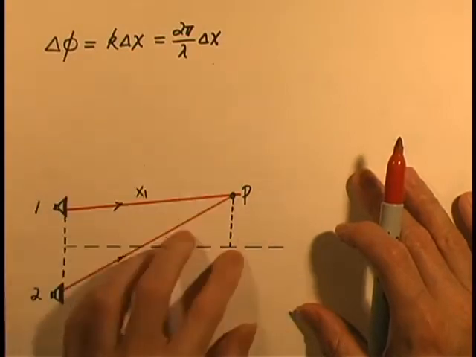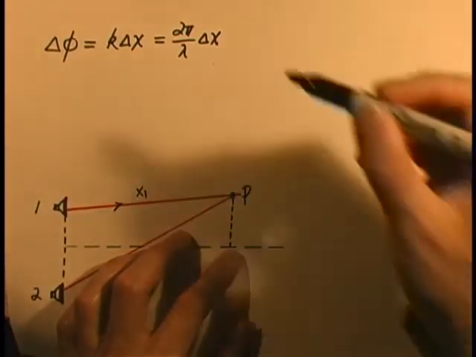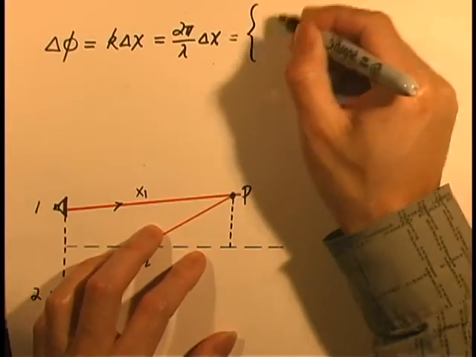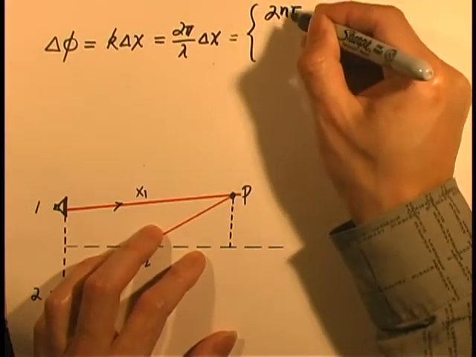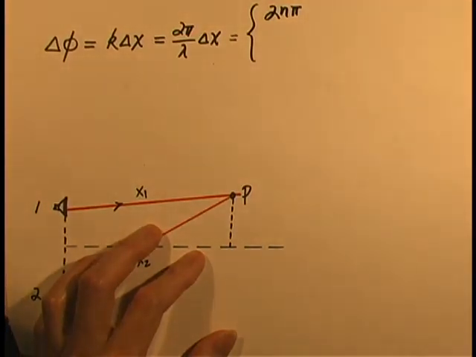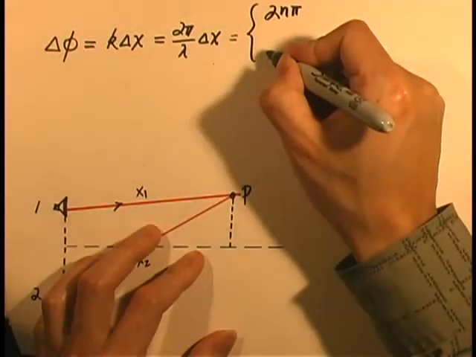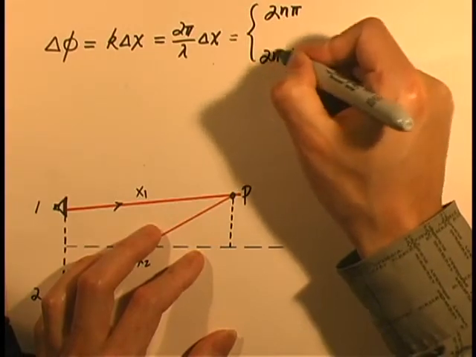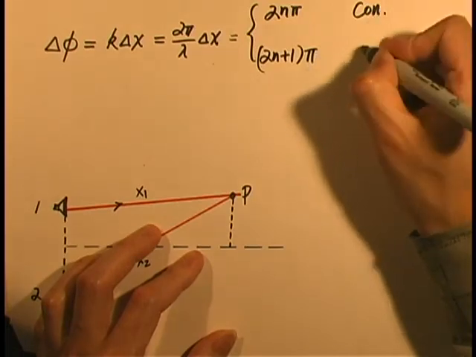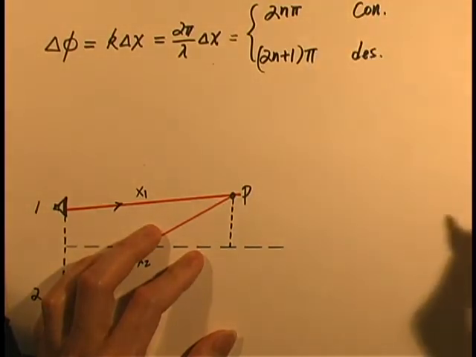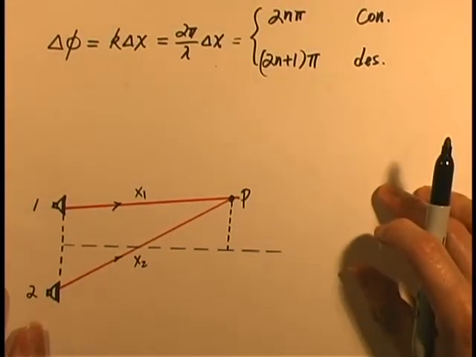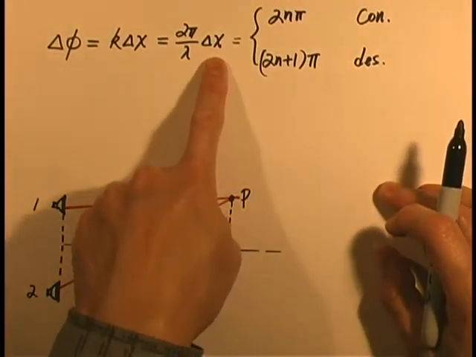So plug that in. Now, you want this to be equal to 2n pi, a multiple of 2 pi. That's for constructive interference, maxima. Or an odd multiple of pi, like (2n plus 1) pi. That's destructive interference, minima.